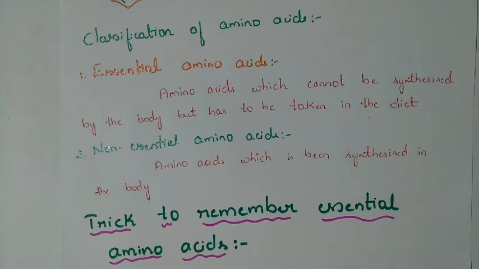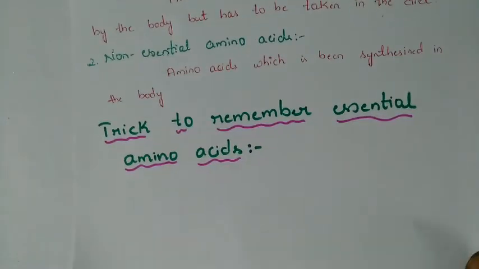So we have studied a total of 20 amino acids. Of these, 10 are essential amino acids and 10 are non-essential amino acids. Now we are going to remember the 10 essential amino acids. Leaving those 10, the remaining 10 are non-essential. What is the trick to remember the essential amino acids? So what is that trick?